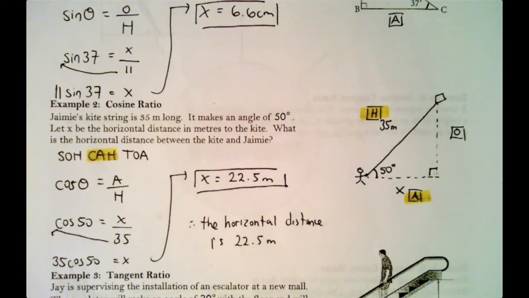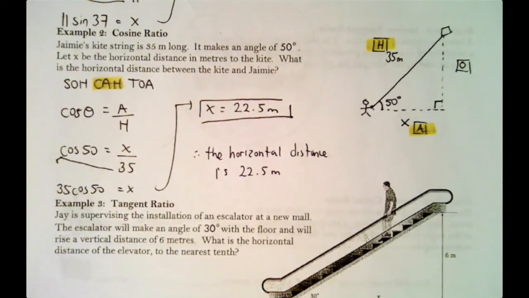All right, there's our two examples for finding lengths. There's one left where you're going to use tan, and it's about an escalator. So you can pause the video and give that one a shot now and check your answer, or you can wait till the end of the lesson and come back and try that one on your own. We're going to move on to some angles.